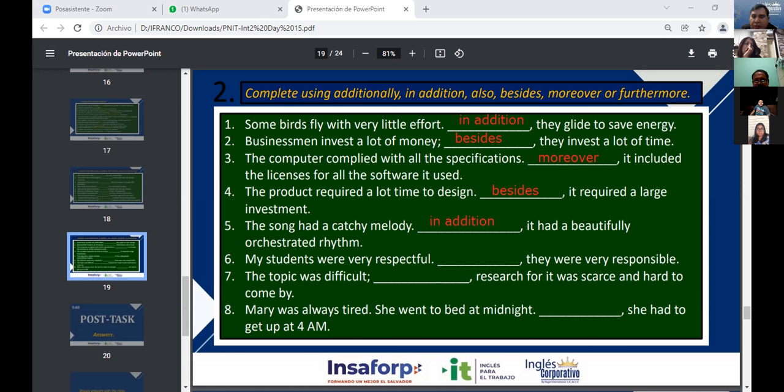Okay? Okay, thank you. Little effort. In addition, they glide to save energy. Some birds fly very little with very little effort. Besides, they glide to save energy, etc. So all these spaces can be for any of the four. You decide. But the decision, okay, is not like it makes a difference. It's a matter of opinion. And also is not used in these sentences. Okay.